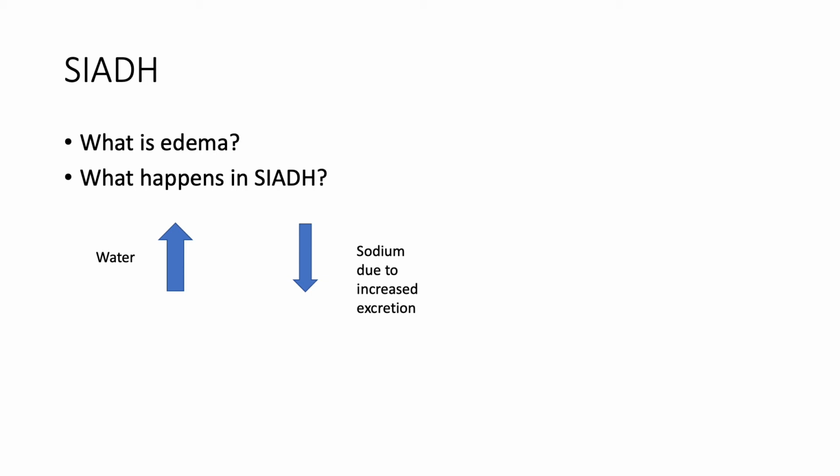Actually, sodium is down because there's increased excretion in the urine. There's an increase in the atrial natriuretic peptide. So here you have increased water retention, but you have a decrease in sodium, an increase in sodium excretion. In other words, this is why you don't have edema, because you don't have this retention of both sodium and water like happens in congestive heart failure. So this is very significant to know.